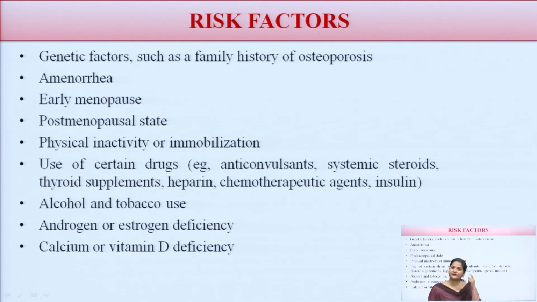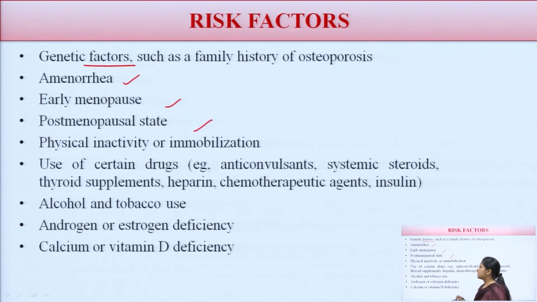Now, risk factors of osteoporosis. First of all, genetics. Genetics is one of the more important risk factors of osteoporosis. Genetic factors such as family history of osteoporosis, amenorrhea, early menopause, postmenopausal state, physical inactivity, and immobilization, which means the person is physically inactive or not able to move. That may be because of low bone density.